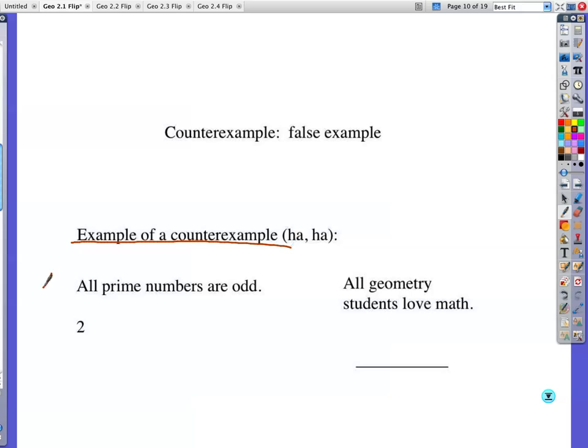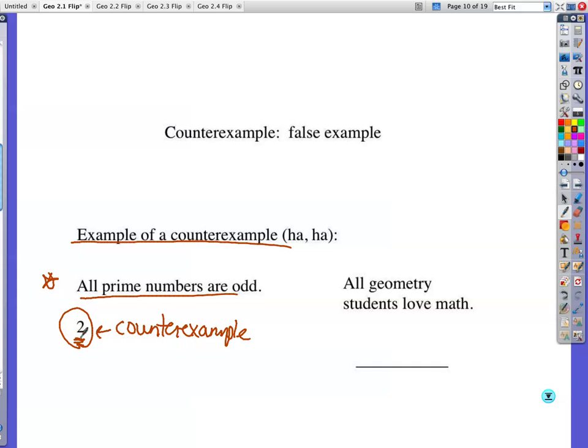Here we got one. All prime numbers are odd. Okay, well that seems like it's true, but isn't 2 prime? Is 2 odd? So that is a counterexample to this statement. All prime numbers are odd, 2 would be a counterexample.